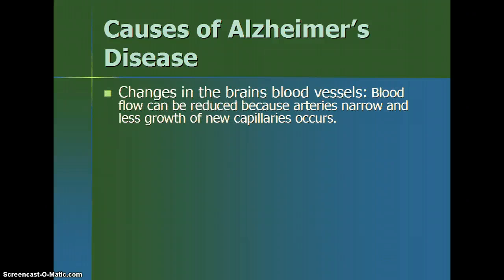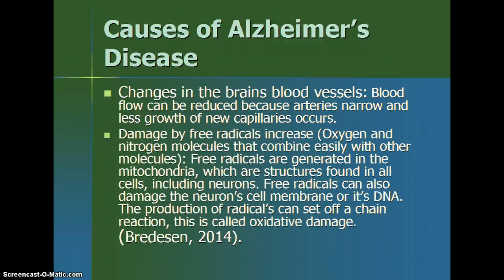Causes of Alzheimer's disease are also changes in the brain's blood vessels. Blood flow can be reduced because arteries narrow and less growth of new capillaries occurs. Damage by free radicals increases. These are oxygen and nitrogen molecules that combine easily with other molecules. Free radicals are generated in the mitochondria, which are structures found in all cells, including neurons. Free radicals can also damage the neuron's cell membrane or its DNA. The production of radicals can set off a chain reaction that is called oxidative damage.